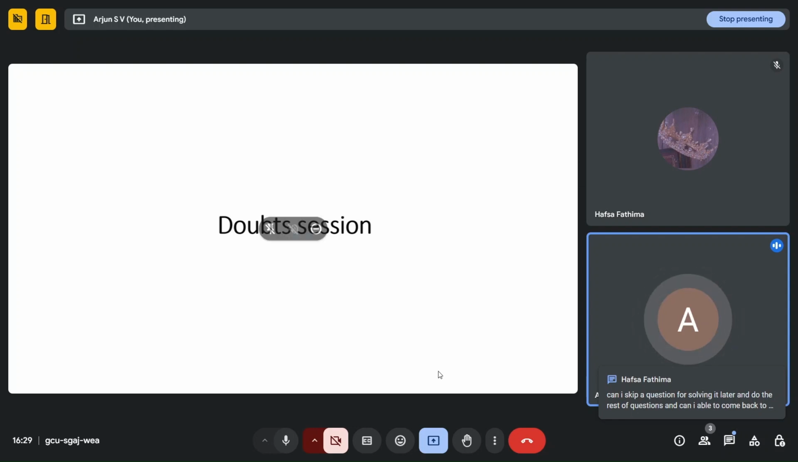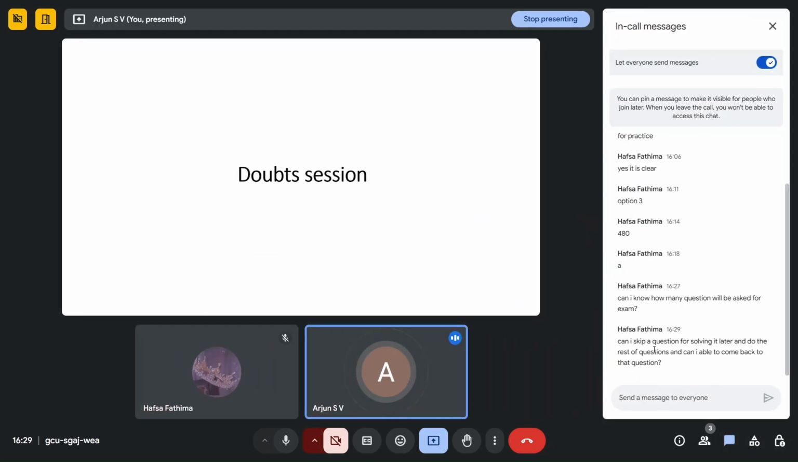Can I skip a question for solving it later, do the rest of the questions, and be able to come back to that question? Definitely you can. I still believe the NPTEL system is using the TCS iON software. So you can always leave that question, solve the other questions, and then come back to it.